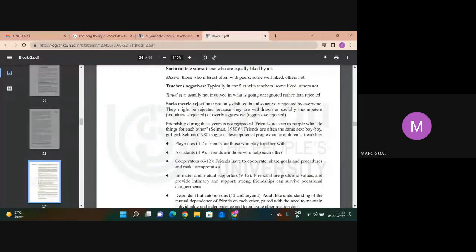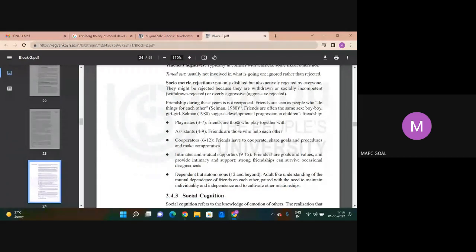Then next is sociometric rejections. If they're rejected by certain people in the society, that could lead to certain disagreement. We have a research also by Selman 1980, and he suggests a developmental progression in a child's friendship. So they need to have playmates to whom they can play. They need to have assistants between the age group of 4 to 9, from whom they can take help.